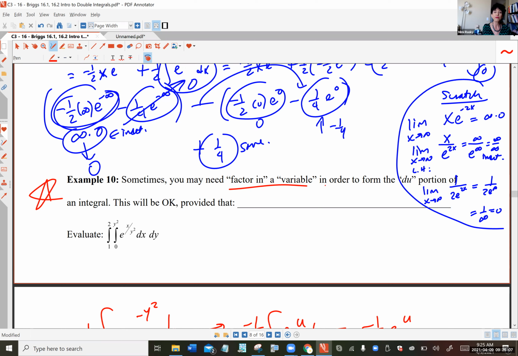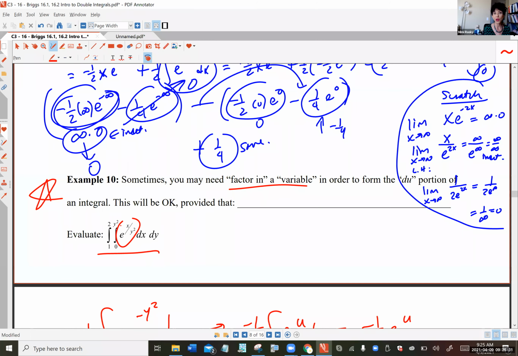But if your variable of integration is different from the variable that you need, and the variable that you're treating as a constant, you can. So it's kind of cool. That's what's kind of fun about double integrals. So check this result out here. You're integrating e raised to the x divided by y squared power. Ugh, what the heck? That looks kind of funky.